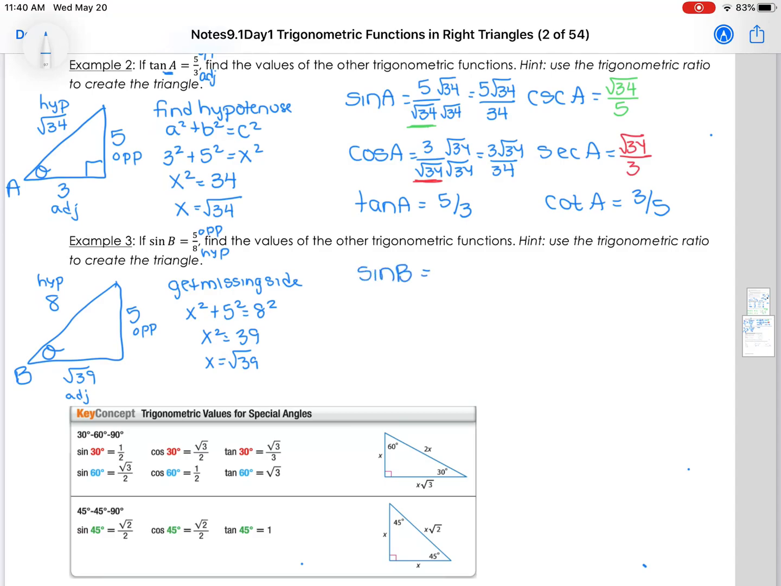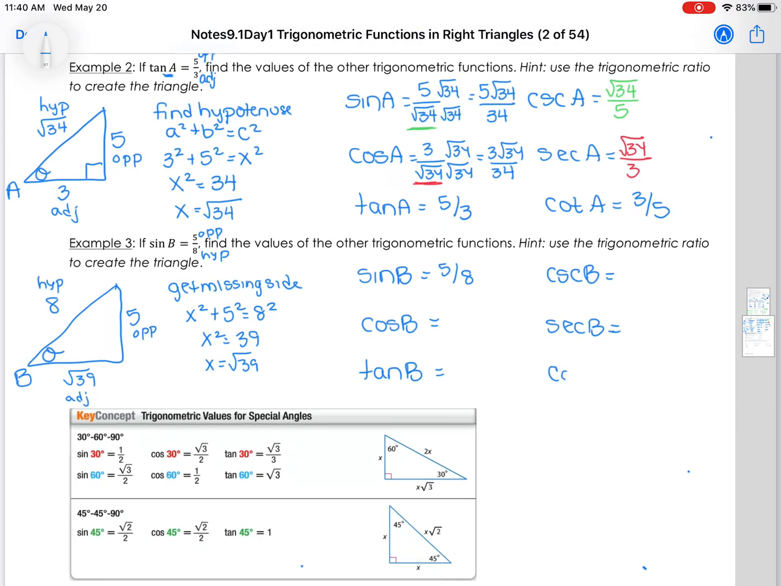So a very similar situation to what we just had. So we're getting the sine of b, which we have, 5 over 8, cosine of b, tangent of b, cosecant of b, secant of b, and cotangent of b. Okay, so if the sine is 5 over 8, then that means the cosecant is 8 over 5. That one we can do.